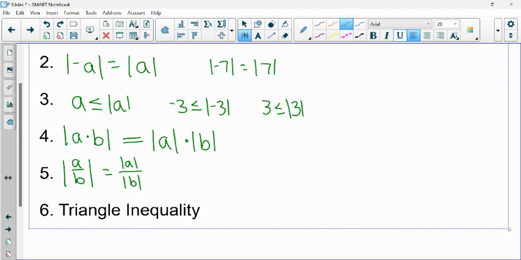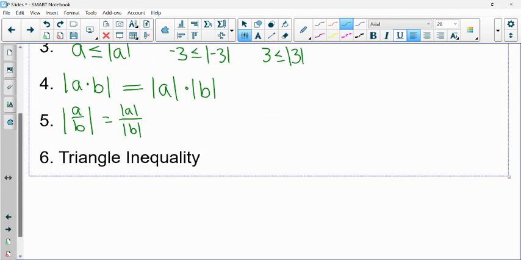And the last one is called the triangle inequality. It tells us that if I have the absolute value of A plus B, that does not equal the absolute value of A plus the absolute value of B, okay? It would be less than or equal to the absolute value of A plus the absolute value of B. It could equal it, but most times it won't. It would be less than or equal to the sum of each individual one. So only when they're multiplied or divided do they actually equal.